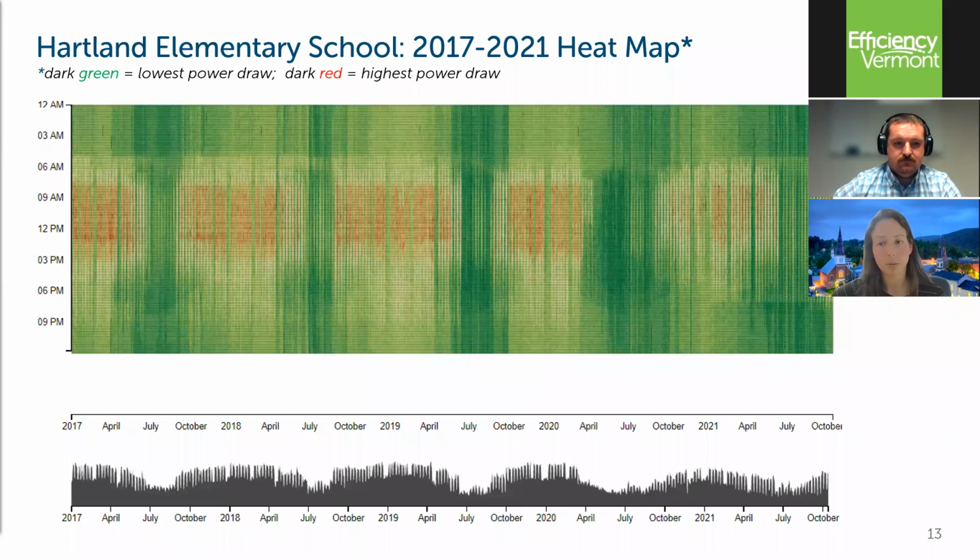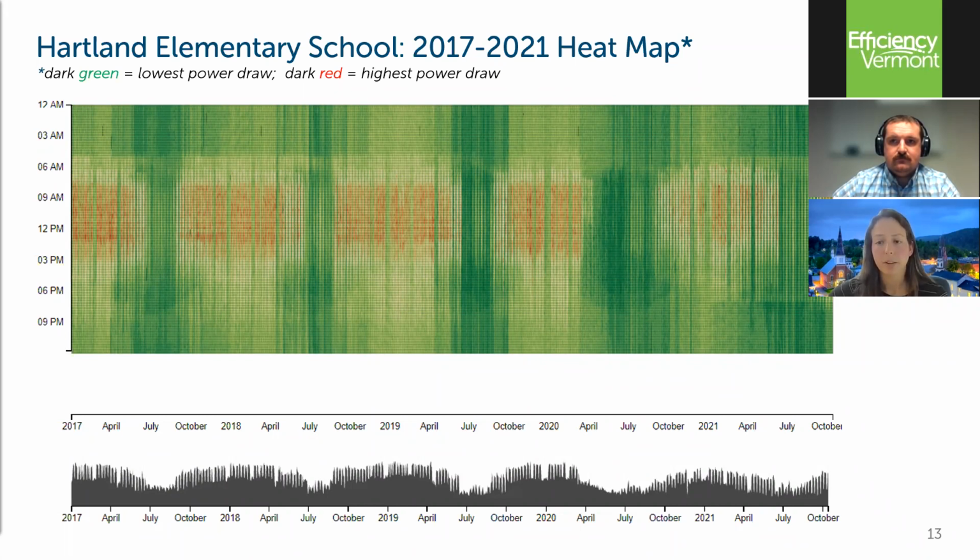So here's a visual that really shows the impact of the controls upgrade at Heartland on the electrical use of the building. For those who aren't familiar, this is what we call a heat map. The horizontal axis is a timeline starting in 2017 up to October of 2021. The vertical axis is time of day, where morning's on the top and night is on the bottom. And the colors on the map show variations in electrical power, where dark green symbolizes lowest power draw and dark red symbolizes highest power draw.